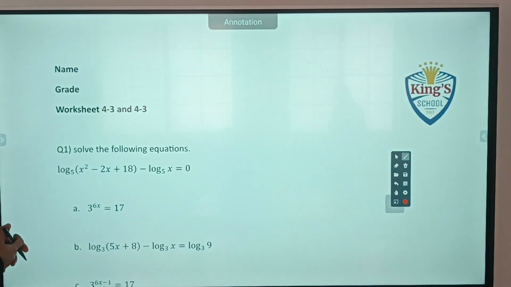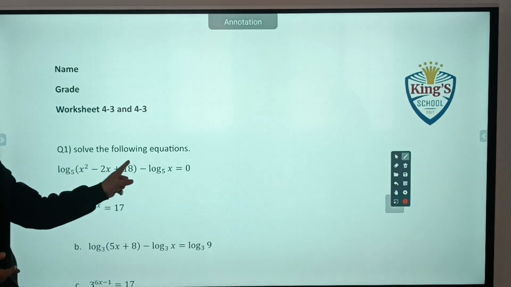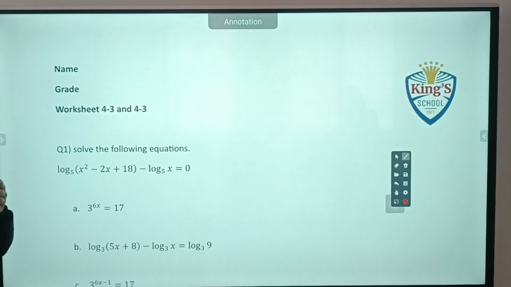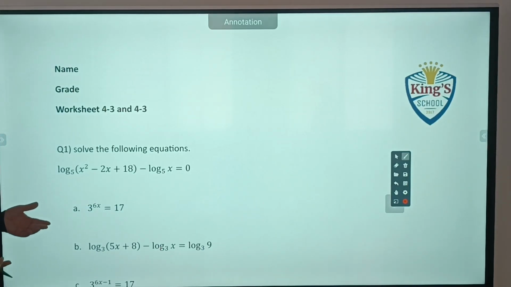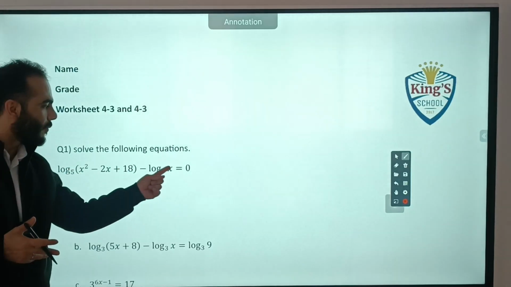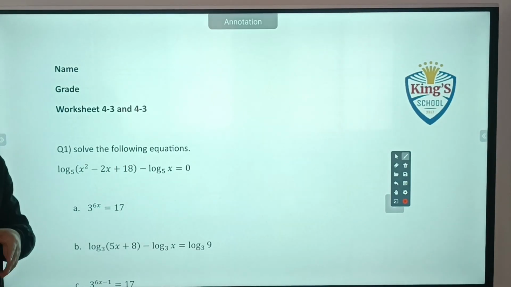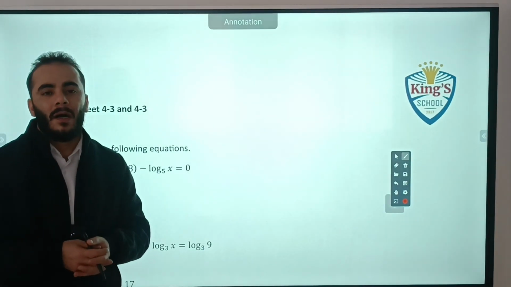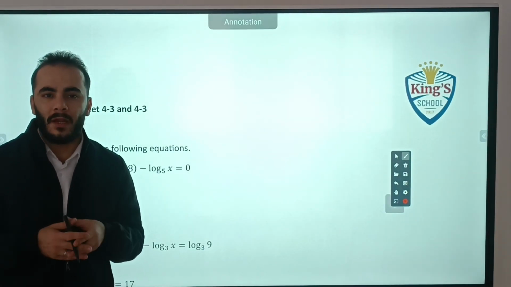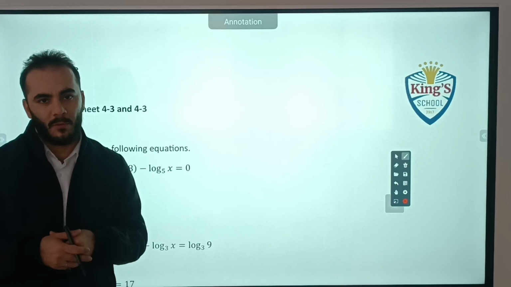All right, the first question: solve the following equations. The first one has two logarithms equal to 0, but there is a negative between them. When there is a negative, it means we need to turn these two logarithms into one logarithm and divide their exponents by each other, because the property says that if there is a negative between two logarithms, we divide the exponents of them.